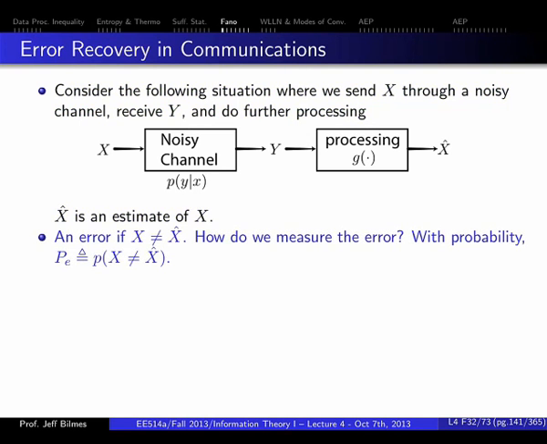Now, in error, we can say that what we want X hat to be is X, and so therefore, if X is equal to X hat, then there's no error, and if X is not equal to X hat, then we get an error. So we have an error if they're not equal, and we can talk about the probability of error, which is PE, right?